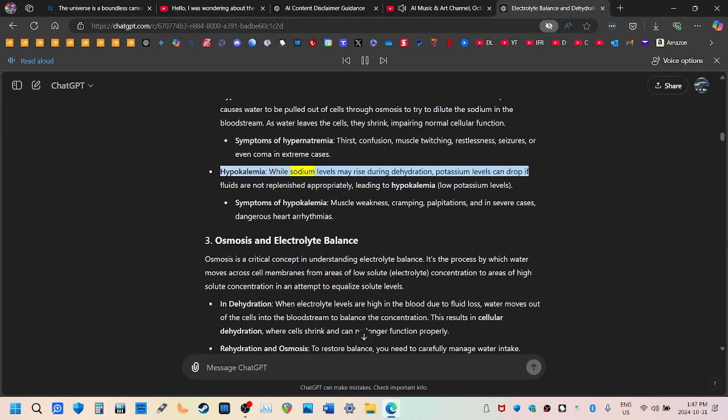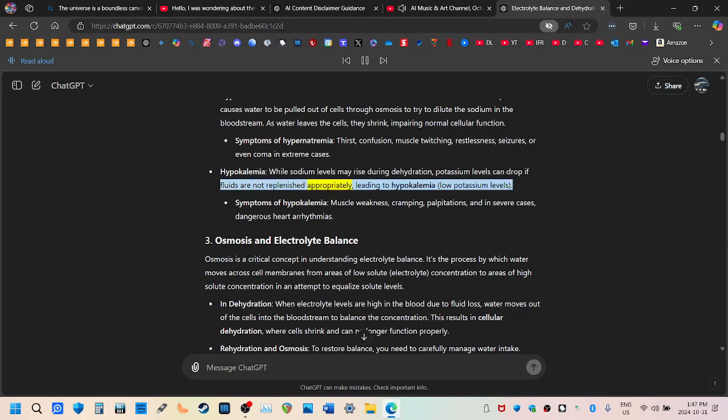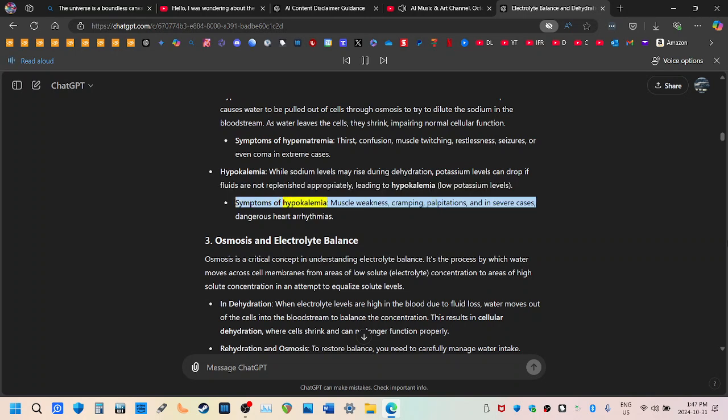Hypokalemia: while sodium levels may rise during dehydration, potassium levels can drop if fluids are not replenished appropriately, leading to hypokalemia, low potassium levels. Symptoms of hypokalemia: muscle weakness, cramping, palpitations, and in severe cases, dangerous heart arrhythmias.